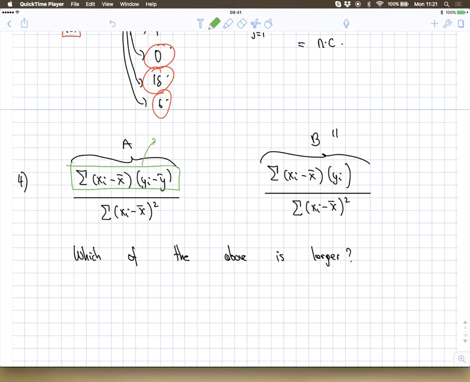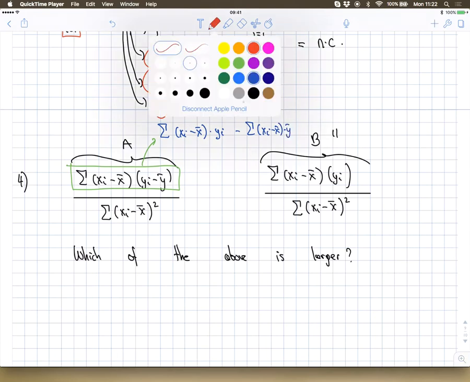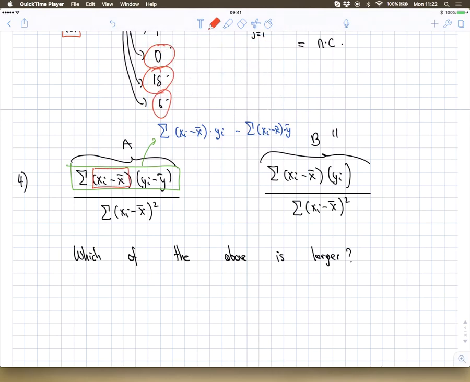I can rewrite this as the sum of xi minus x bar times yi minus the sum of xi minus x bar times y bar. Can you all see that? I can do that because all I'm doing is multiplying this with this and this with this, and opening up the summation notation. That's another property of the summation notation, right? But what do you know about this part?